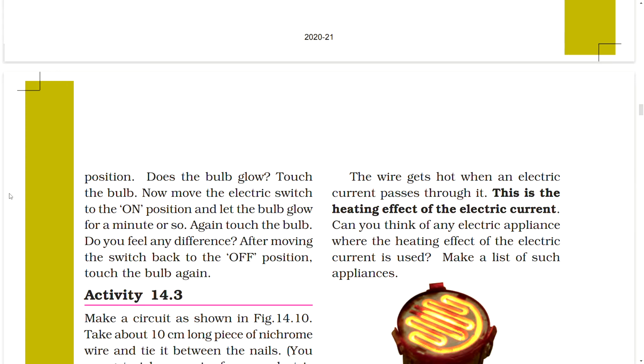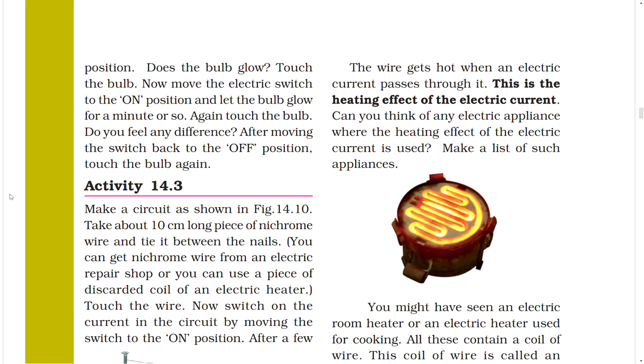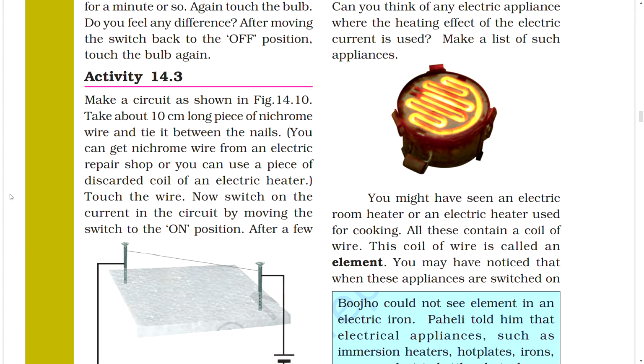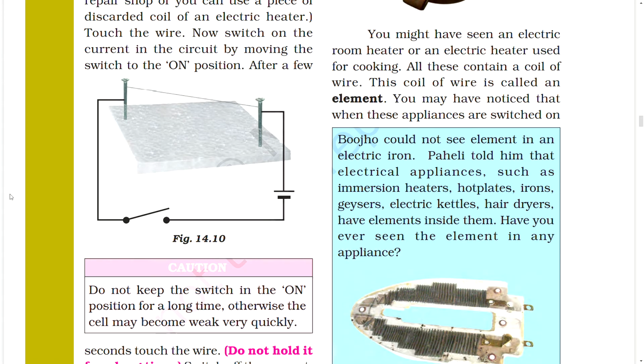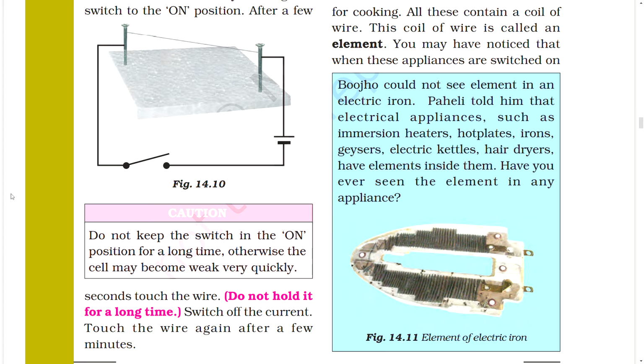Can you think of any electric appliance where the heating effect of the electric current is used? Make a list of such appliances. You might have seen an electric room heater or an electric heater used for cooking. All these contain a coil of wire. This coil of wire is called an element. You may have noticed that when these appliances are switched on, Boojho could not see the element in an electric iron. Paheli told him that electrical appliances such as immersion heaters, hot plates, irons, geysers, electric kettles, hair dryers have elements inside them. Have you ever seen the element in any appliance? Figure: element of electric iron.